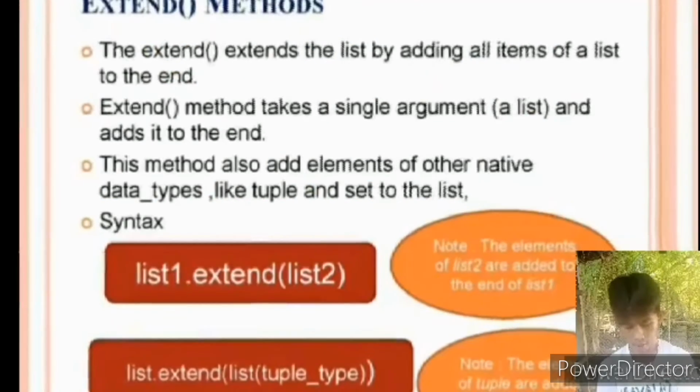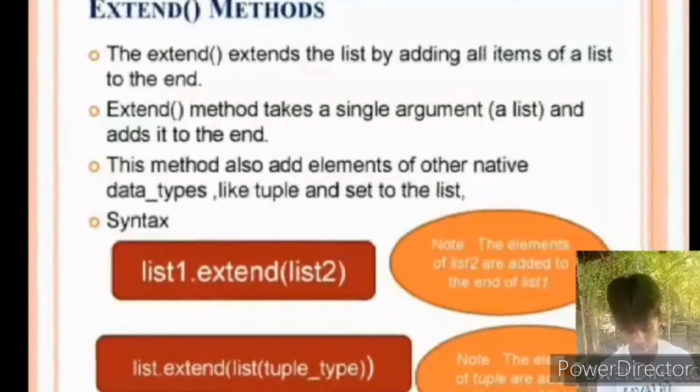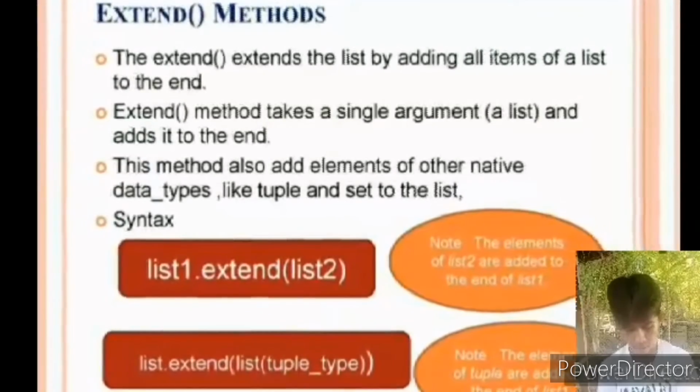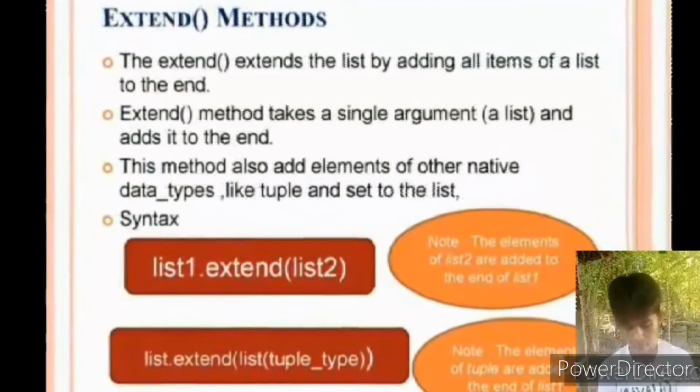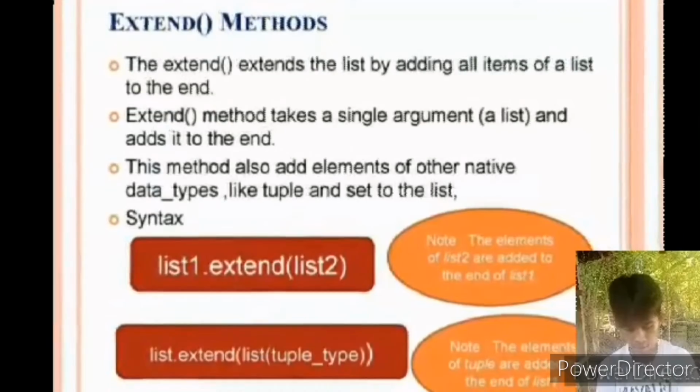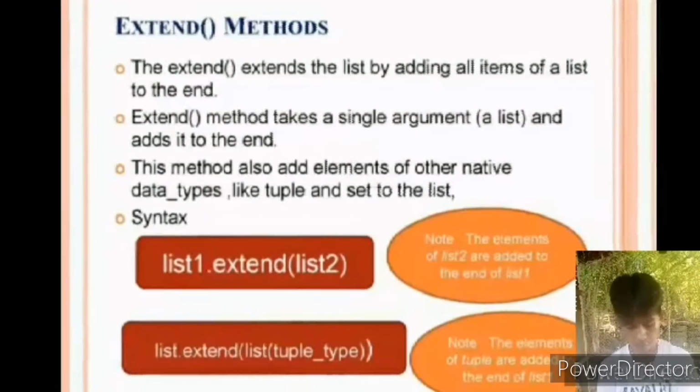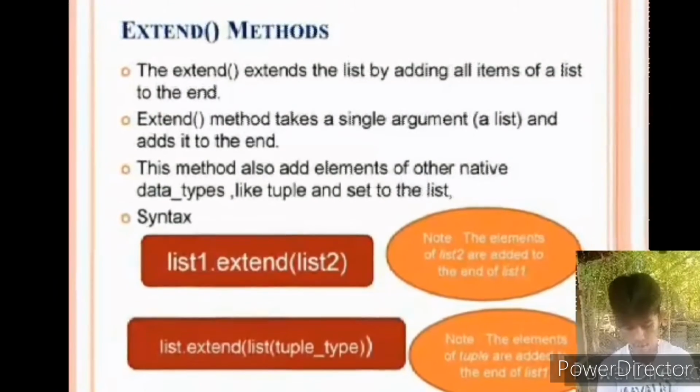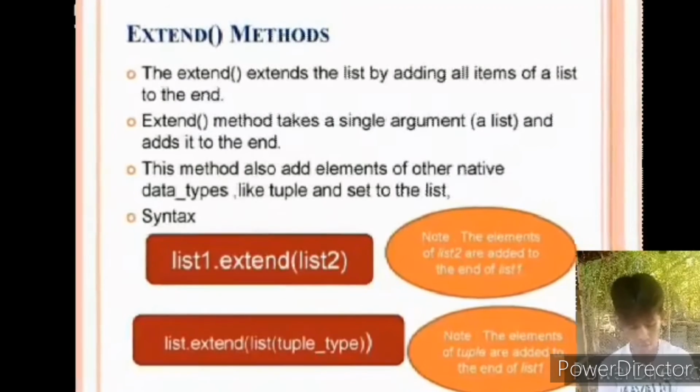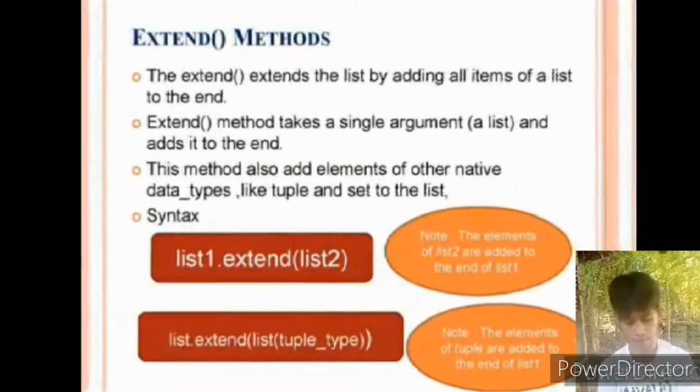Extend method. The extend method extends the list by adding all items of a list to the end. The extend method takes a single argument, a list, and adds it to the end. This method also adds elements of other native.